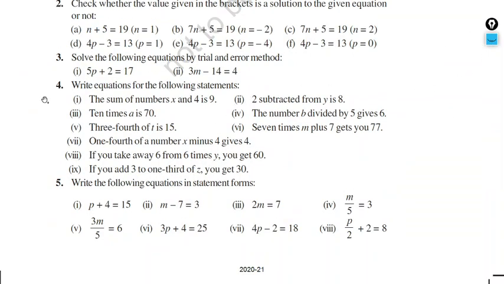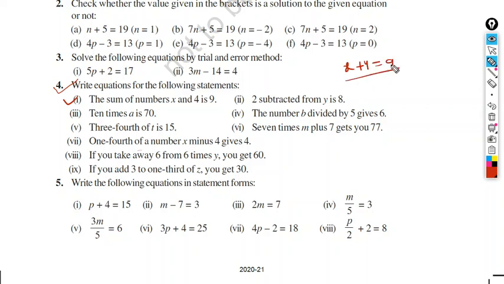Okay, 4. So what is question number 4 saying? Write equations for the following statements. So there are a lot of statements. We will write some equations for these statements. Let's start. Okay, we'll start with part i: the sum of the number x and 4 is 9. So here you can see, the sum of the number x and 4, so x plus 4 is equal to 9.